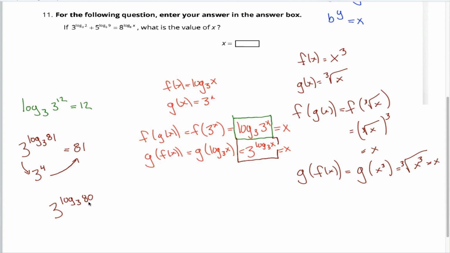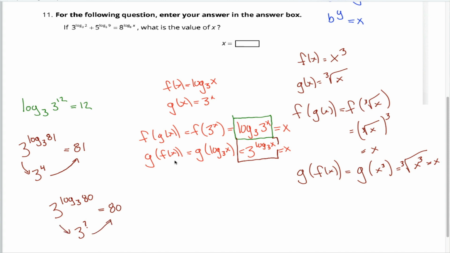What power do you have to raise 3 up to change it into an 80? I don't know. 3 squared is 9, 3 cubed is 27, 3 to the 4th is 81. 3 to what equals 80? I don't know, a little bit less than 4. But you never need to figure out what this number is. This answer is going to be 80, even though I don't know the log base 3 of 80.